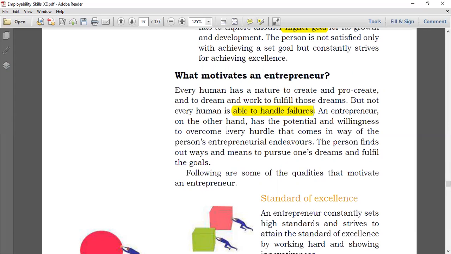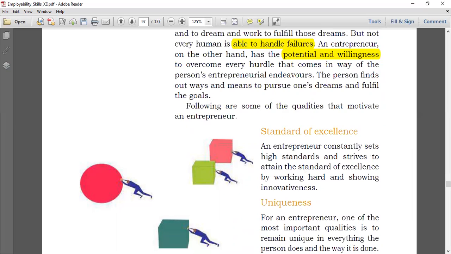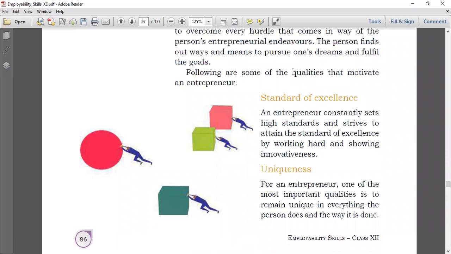So an entrepreneur, on the other hand, has the potential and willingness to overcome all kind of hurdles that are coming in between, right? So these people, they find some way out, so that in case any kind of problem is also coming in their dreams, they could handle that problem, and then they could achieve their dreams and fulfill their goals, right? So these are some of the qualities that motivates them, right? So ऐसी अच्छी क्वालिटीज क्या होंगी ऐसे एंटरप्रेन्योर्स में जो मोटिवेट करती है उनको?